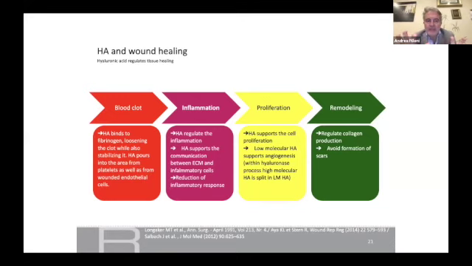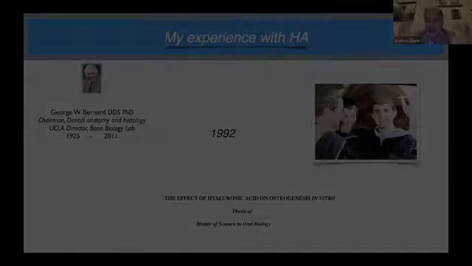So hyaluronic acid is involved in 4 crucial steps of tissue repair and regeneration, mostly regeneration: the blood clot, inflammation, proliferation, and remodeling. And we'll see that these 4 phases of tissue regeneration and repair are very crucial, especially in our hands when we play with periodontal tissues.